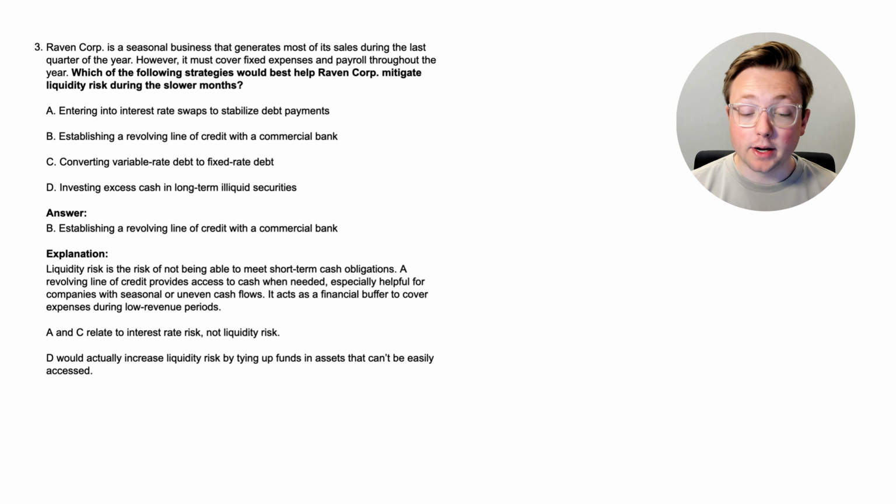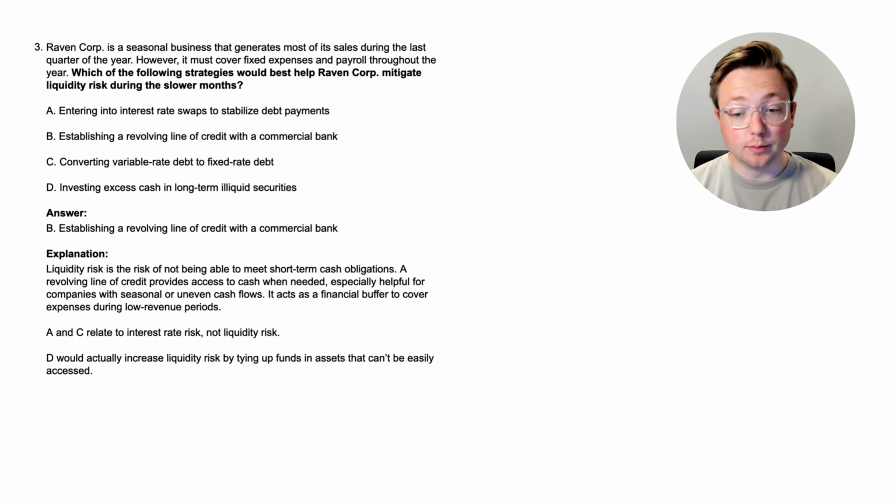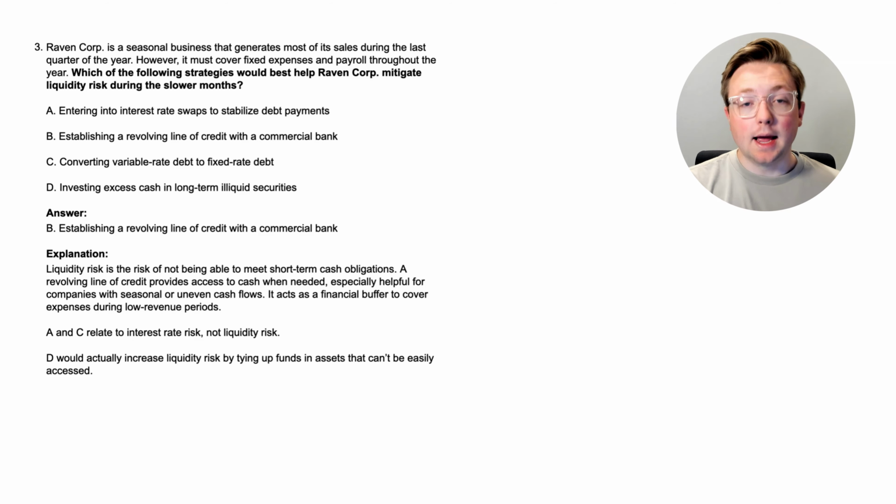A revolving line of credit provides access to cash when needed, especially helpful for companies with seasonal or uneven cash flows. It acts as a financial buffer to cover expenses during low revenue periods. The reason it's revolving is sometimes they have that line of credit that they need to use, and then when they're good, they pay off the line of credit and they start making a lot of money in the seasons that they do make a lot of money. So that is one strategy for, again, addressing liquidity risk.